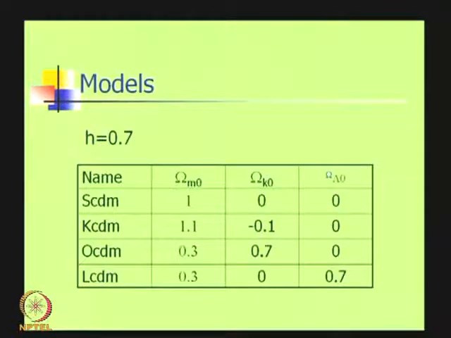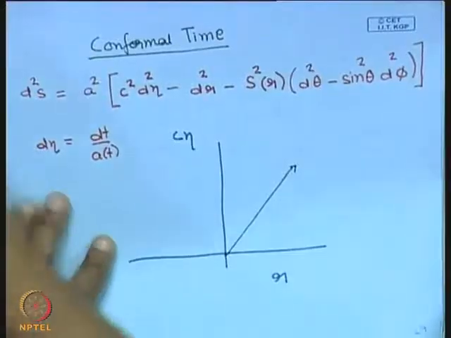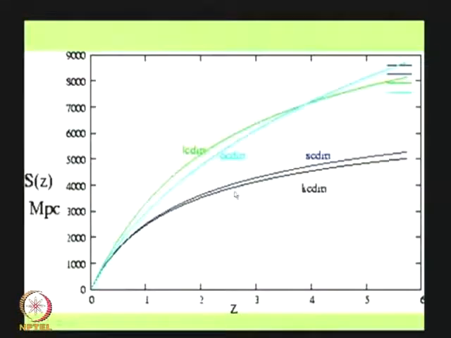So let us now see what is the behavior of this function S, how does it behave as a function of redshift for these 4 different cosmological models. Okay, and this picture shows you exactly that.